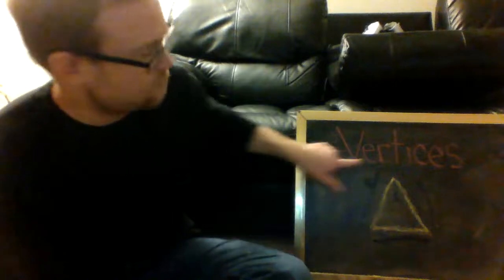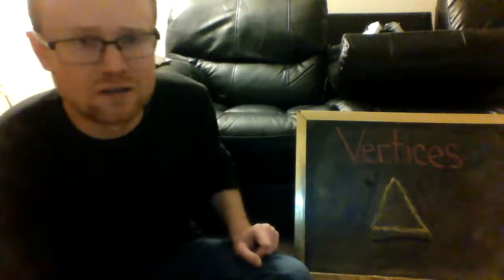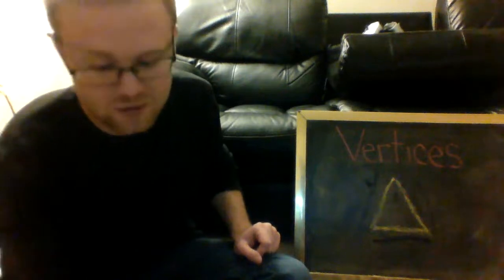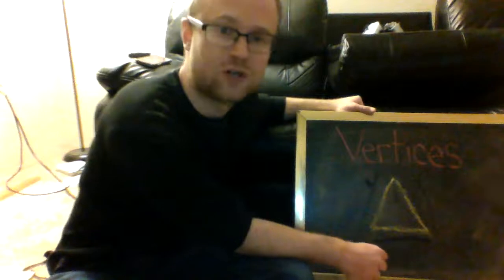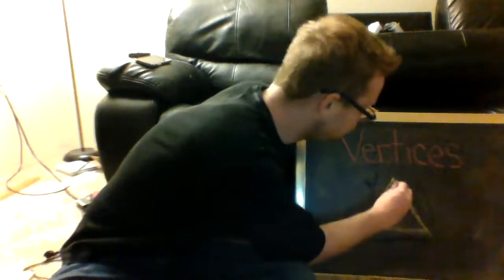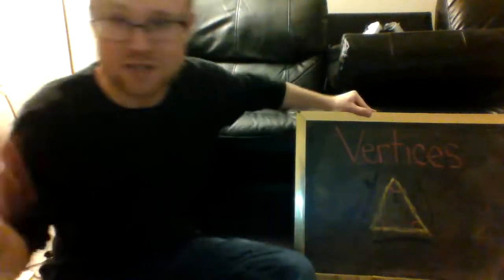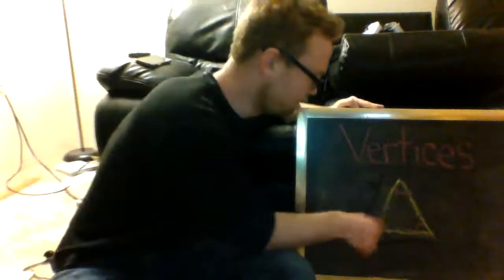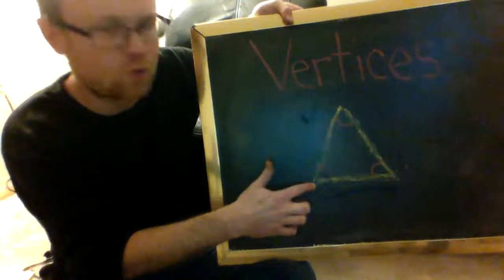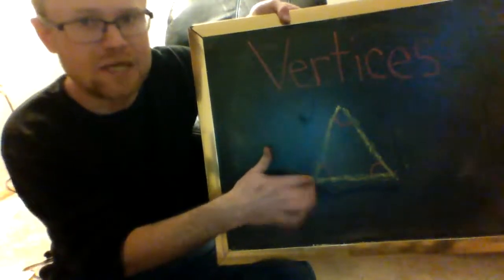How many vertices does a triangle have? What does vertices mean? Well, vertices mean the same thing as corners. Okay? So, let's count the corners in a triangle. 1, 2, 3. Easy peasy. A triangle has 3 vertices. Vertices are the same thing as corners. Okay? And a corner is where 2 sides meet.